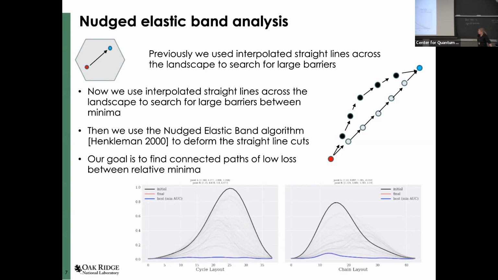Down here, what I'm showing is how the nudged elastic band can improve our navigation from one minima to another in the QCL landscape. The thick black line is our initial guess, just a straight line path from one minima to the next. And then the blue line, and there's also technically a red line there, are showing the final positions, or the loss along our final nudged band, and also the best performing nudged band, where best performance is quantified by minimum area under the curve.